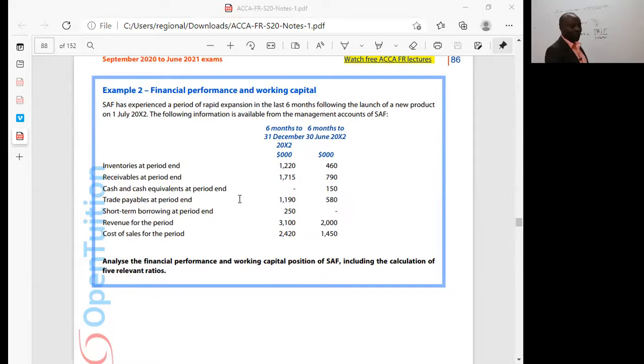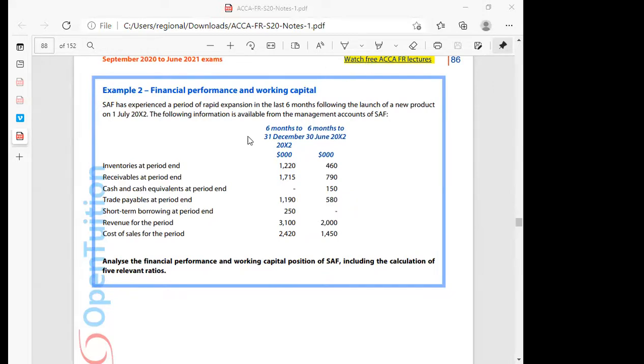I would want us to look at this particular example. We are told SAF has experienced a period of rapid expansion in the last 6 months. Please underscore the words 6 months. During the launch of a new product on 1st July 2012, the following information is available from the management accounts of SAF. So you can see these are 6 months financial statements, 6 months financial metrics, 6 months only.